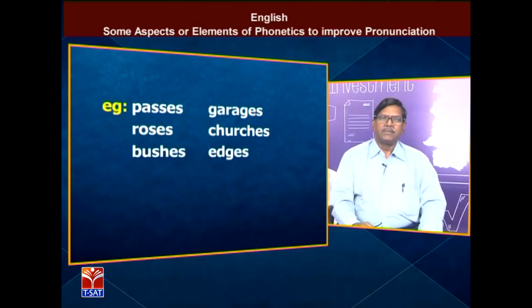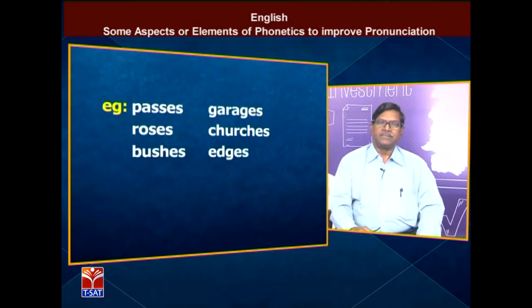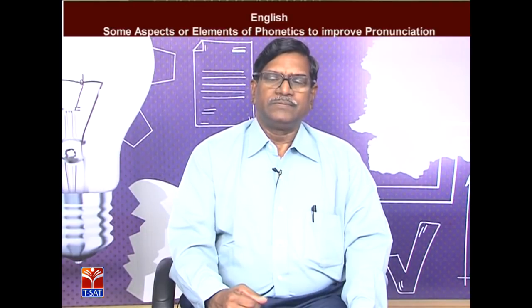So, look at the examples. Pass, plural marker es is pronounced as iz. Passes. Rose, roses, not roses. Bush, bushes, not bushes. Garage, garages, not garages, it is garages. Church, churches. Edge, edges, judge, judges, like that.